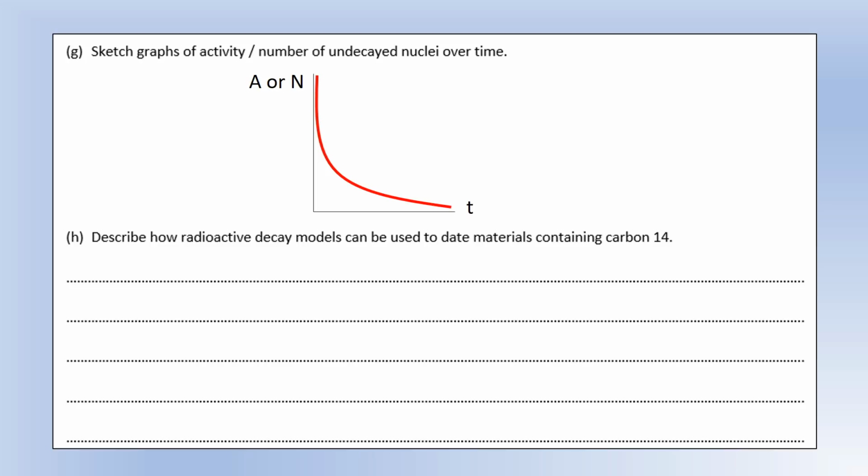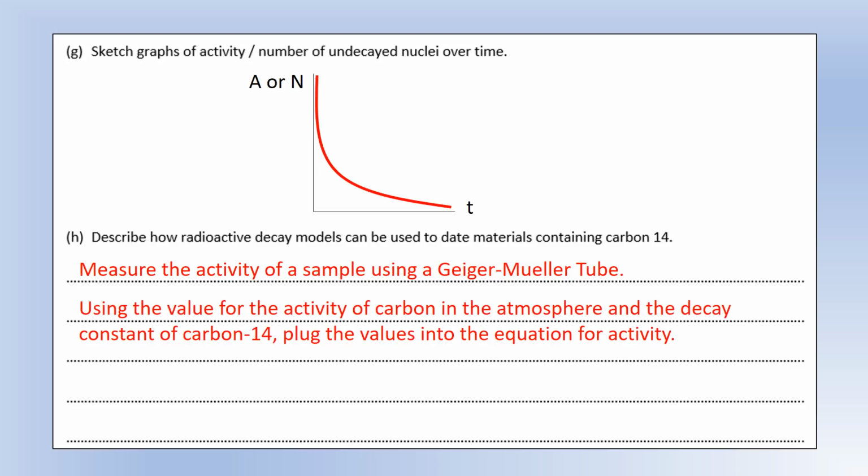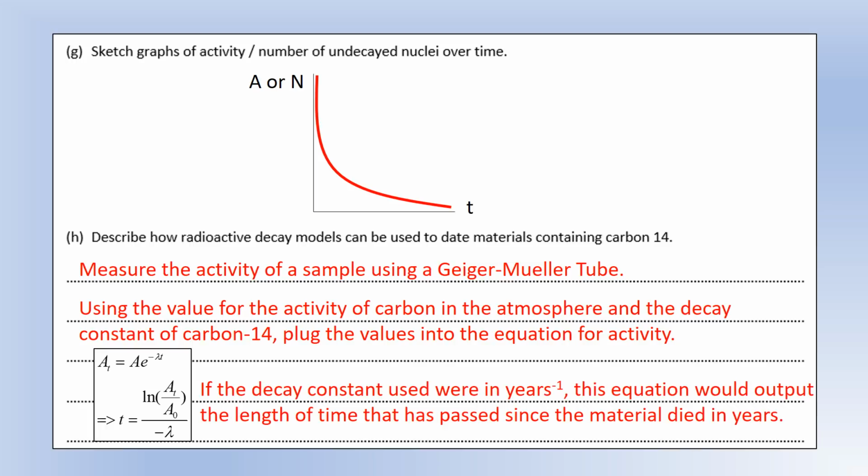Okay. So the graph that we end up with from that experiment for either the number of undecayed nuclei or the activity looks like this. So it's the graph of an exponential decay. And these models that we've developed are quite useful to us because they allow us to date very old carbon-based materials, and specifically carbon-based materials that have got their carbon from the atmosphere. So what we can do is measure the activity of a sample using a Geiger tube, and we can look up what the activity of carbon in the atmosphere is due to the decay of carbon-14. And then we take the equation for activity we've got, rearrange it to put in time, and then put in all our values, and we can get how long it is. So typically for carbon-14, the decay constant would be in years to the -1. So this equation will output a time in years.